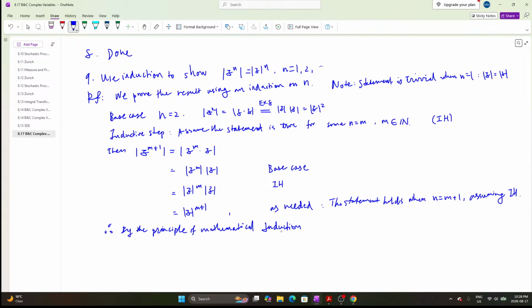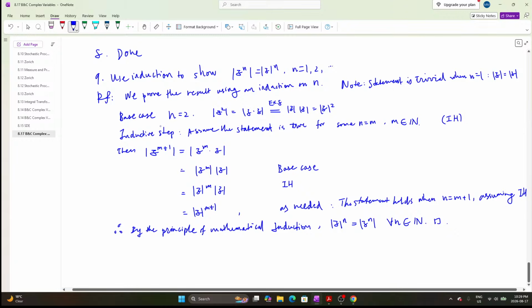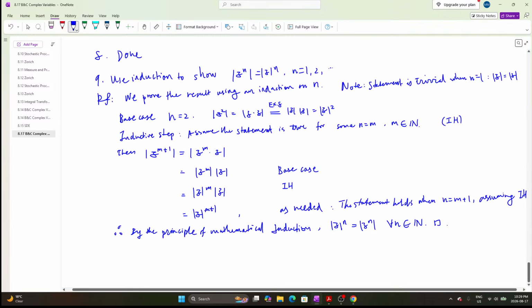By the principle of mathematical induction, we have the modulus of z to the n equals the modulus of z, to the n. And this is true for all n in the natural numbers. That's the end of the proof. Okay, so that's exercise number 9. Finally, we're done with the exercises.